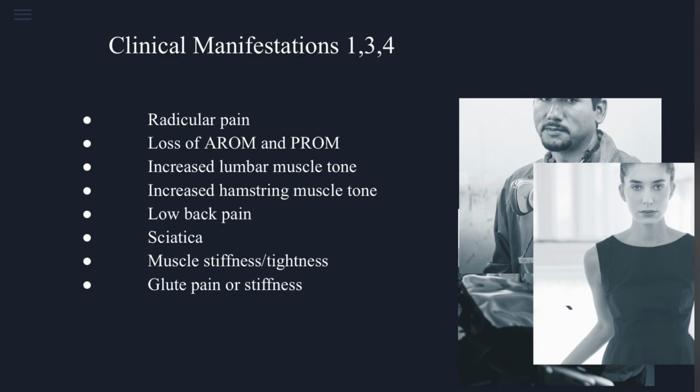The clinical manifestations are radicular pain, loss of active and passive range of motion, increased lumbar muscle tone, increased hamstring muscle tone, low back pain, sciatica, muscle stiffness and tightness, and glute pain and stiffness. As we all know, nine times out of ten, when you have lower back pain or any kind of back pain, that means tight hips. So a lot of this is coming from the hips and the glute area.